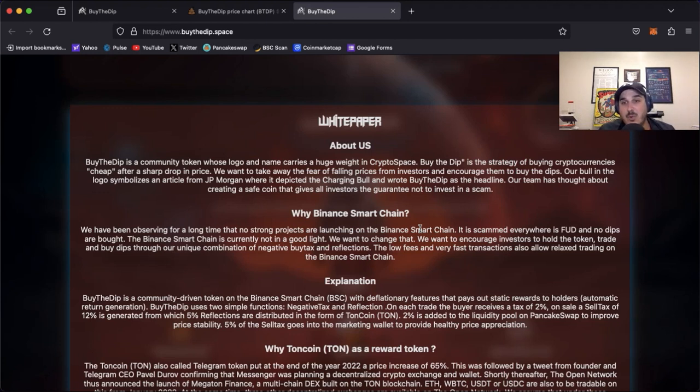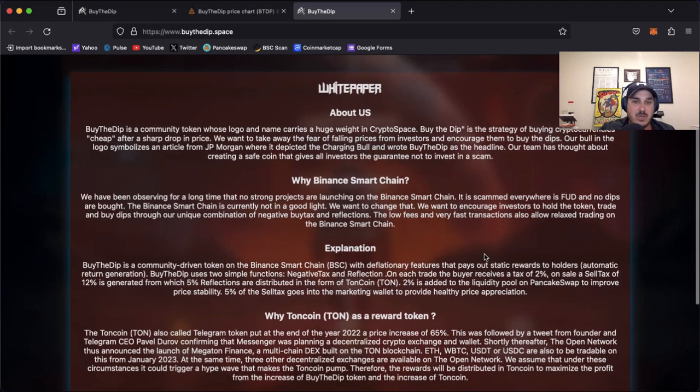It is scammed everywhere, is FUD, and no dips are bought. The Binance Smart Chain is currently not in a good light. Agree with that? We want to change that. We want to encourage investors to hold the token, trade, and buy dips through our unique combination of negative buy tax and reflection. The low fees and fast transactions also make trading on the Binance Smart Chain relaxed.